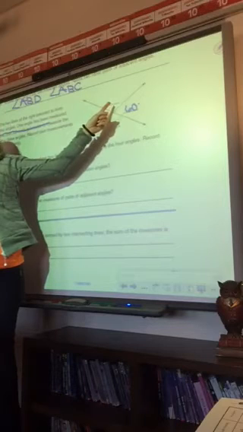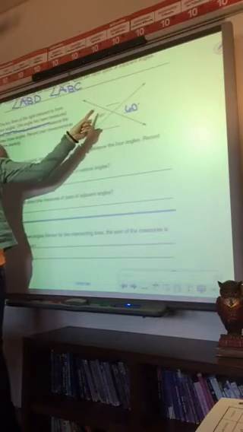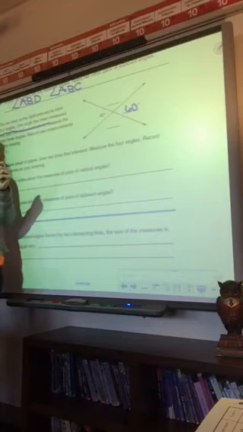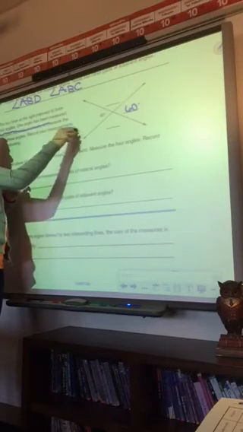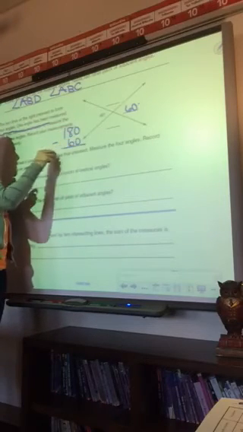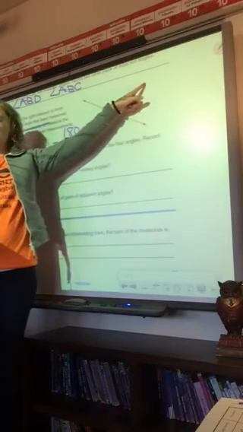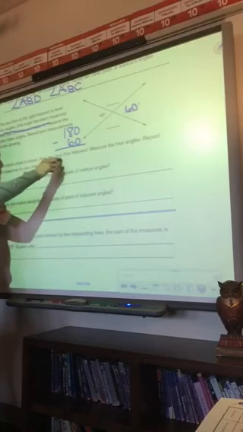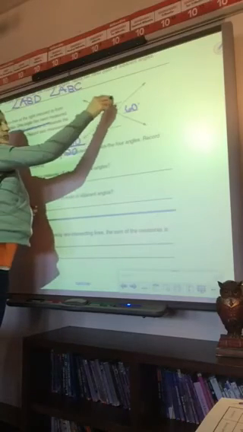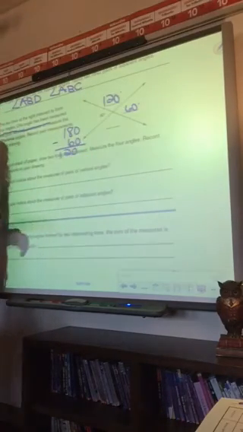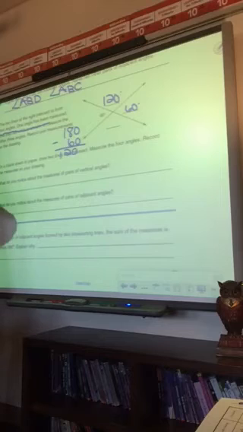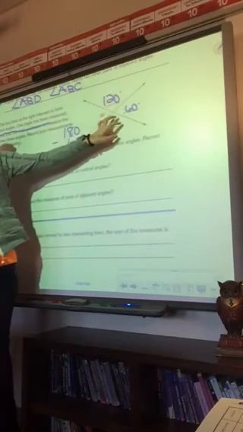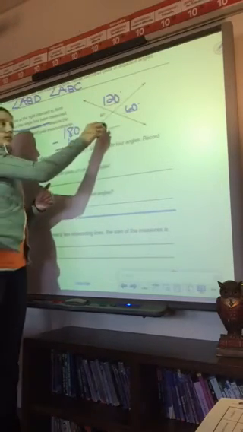How do we solve it? Breathe. You know a straight line is 180, so you just do 180 minus 60. Perfect. I know that this straight line is worth 180 degrees. I subtract the amount known, and I would get 120. So I know that this would equal 120. And what I know about vertical and opposite angles, if this is 120, this is 120.